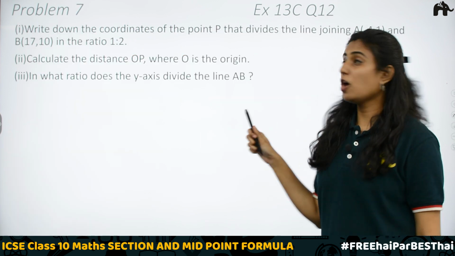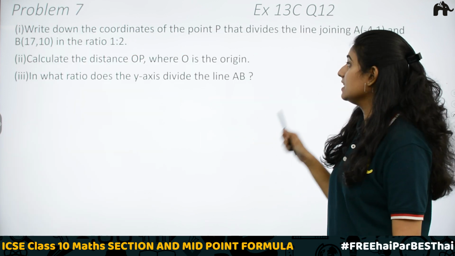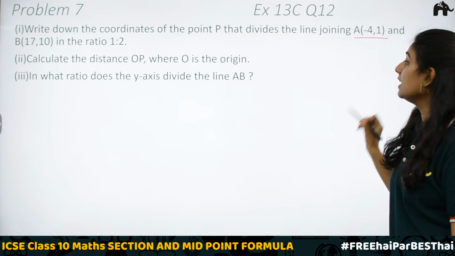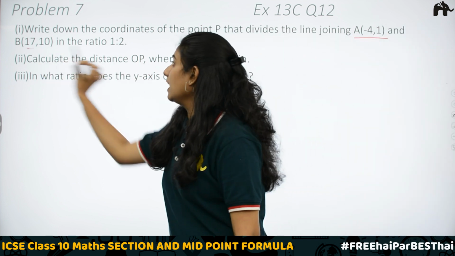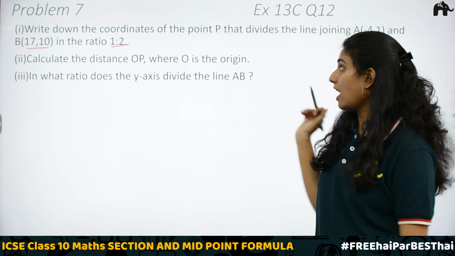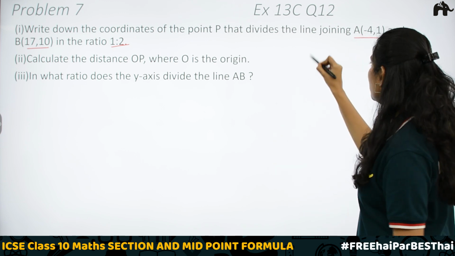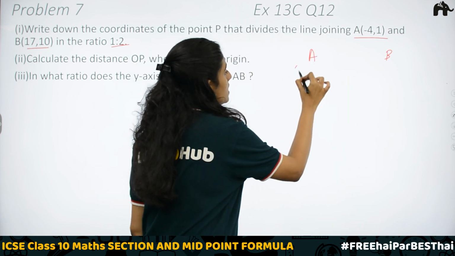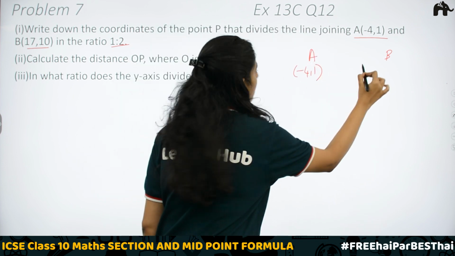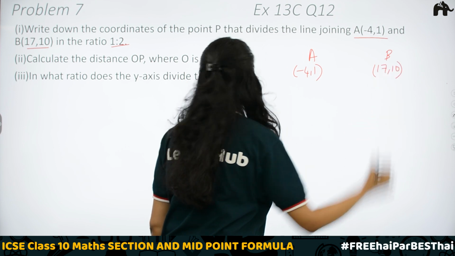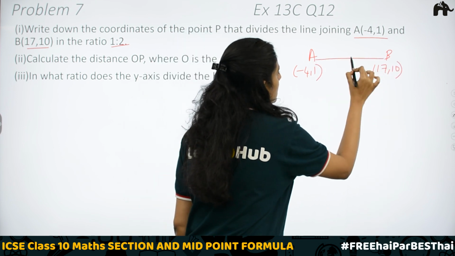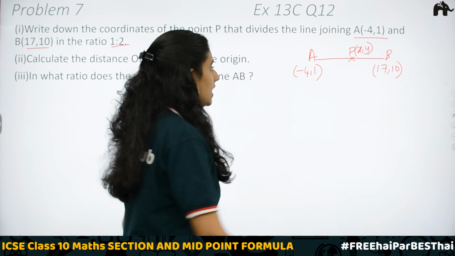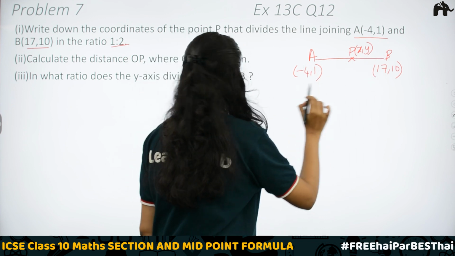Clear? Next, problem 7, question 12 of exercise 13C. Write down the coordinates of the point P that divides the line joining A minus 4, 1 and B 17, 10 in the ratio 1 is to 2. Here we have to use the section formula. We have a point A and a point B. Coordinates of A are minus 4, 1 and that of B are 17, 10. There is a point P of coordinates x, y which divides the line joining AB in the ratio 1 is to 2.